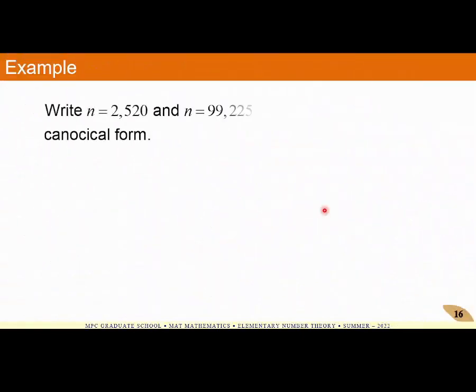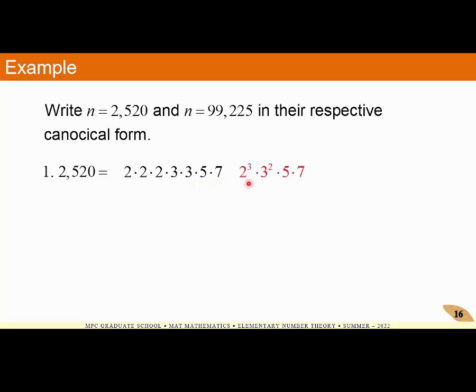So let's have an example. Write n = 2,520 and n = 99,225 in their respective canonical form. Or simply, we're just going to get the prime factorization of each number. For number 1, we have 2,520. The factors are 2 times 2 times 2 times 3 times 3 times 5 times 7. Or simply, 2^3 times 3^2 times 5 times 7.